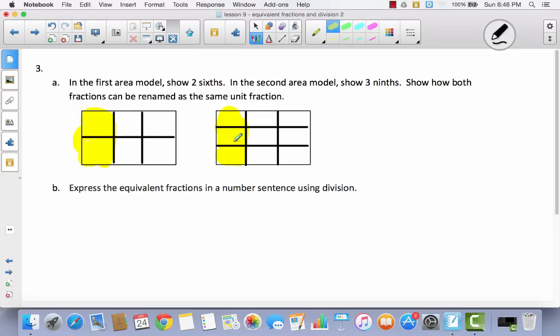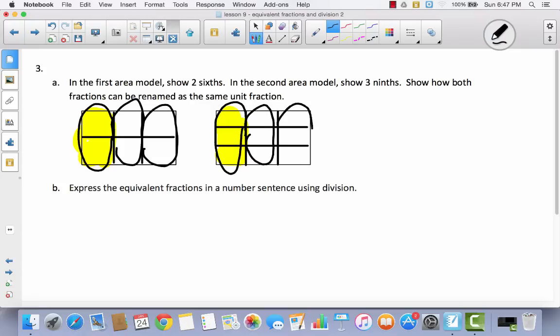So how can we show how both fractions can be named as the same unit fraction? All it says is show. It doesn't say that we have to use any kind of division sentence. So I'm thinking if we circle groups of 2 like this, so I'm composing these into groups of 2, now instead of having 2 out of 6, I'm going to have 1 out of 3. Well, what if I circle these in groups of 3? So instead of having 3 out of 9, now I have 1 out of 3.